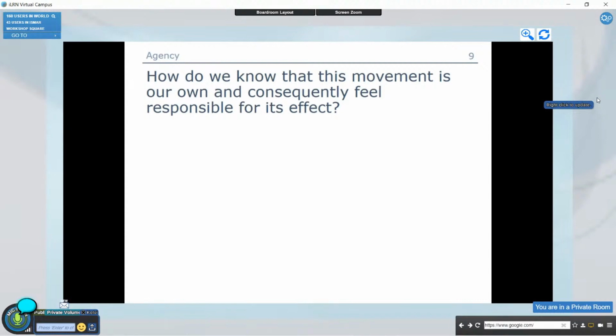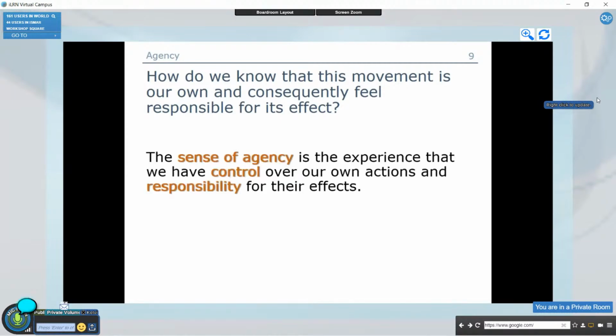So now we've learned about body ownership, but what about agency? How do we know that a certain movement is our movement so that we can feel responsible for its effects in the environment? The sense of agency is the attribution of an action to the self. It is the feeling that we are the agents of our own movements, which gives us a sense of control and responsibility over our own actions. Body ownership and agency are closely linked. In order to feel agency over one's own actions, one needs to have a certain sense of body ownership for the own body.